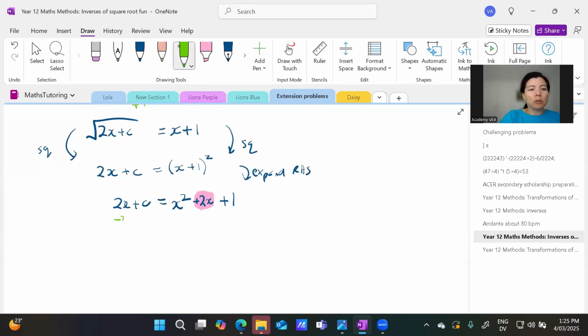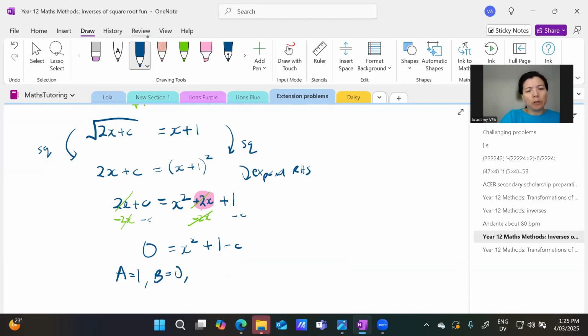If we now subtract 2x from both sides, they disappear. And if we subtract c from both sides, you now get 0 equals x squared plus 1 minus little c. That is our quadratic. A is 1, B is 0, and C is 1 minus c. So our discriminant is b squared minus 4ac.